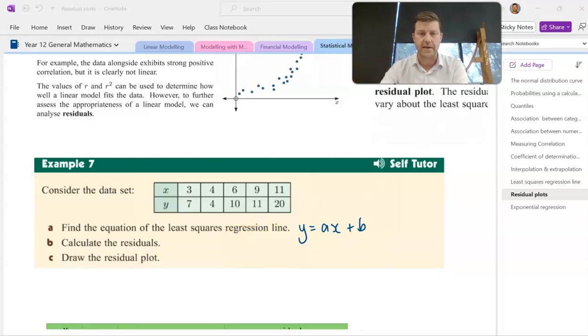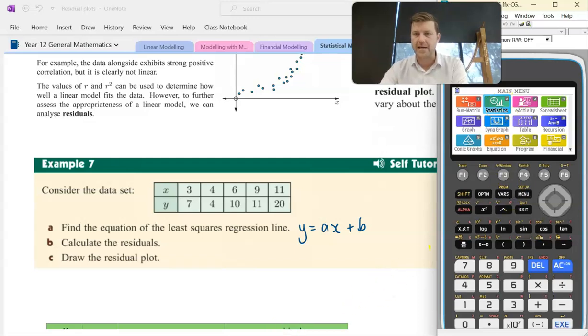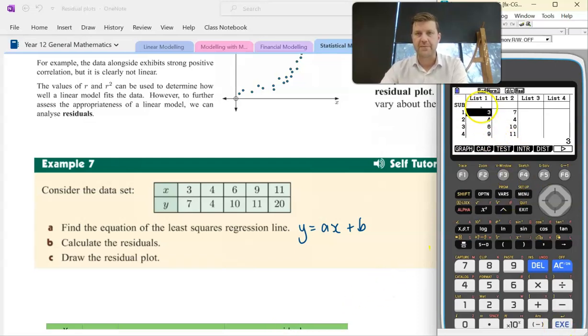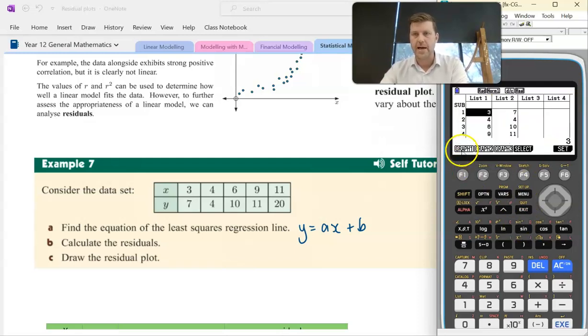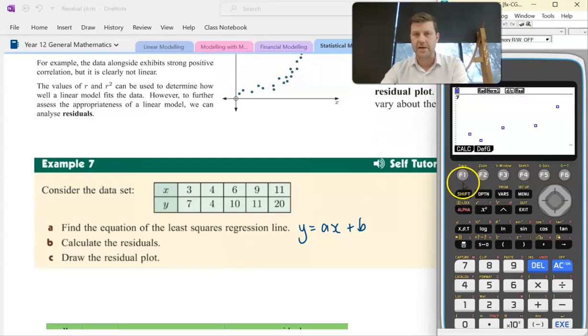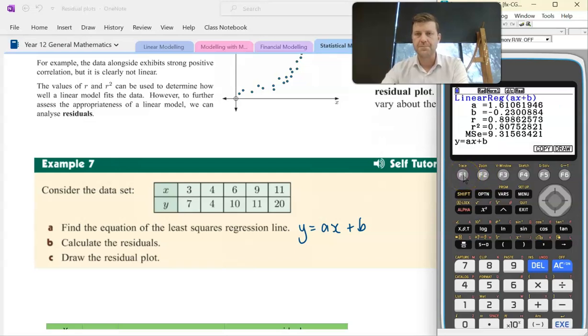So in your graphics calculator again, head into the stats function. Okay, and to save a bit of time, I've put those 5 values in list 1 for x and those 5 values in list 2 for y. And then we're going to go to graph. Make sure your graph is set up to a scatter plot with x in list 1 and y in list 2, which it is here, and ask your graphics calculator to draw that scatter plot for you. So there it is, and you can calculate those values of a and b through here.